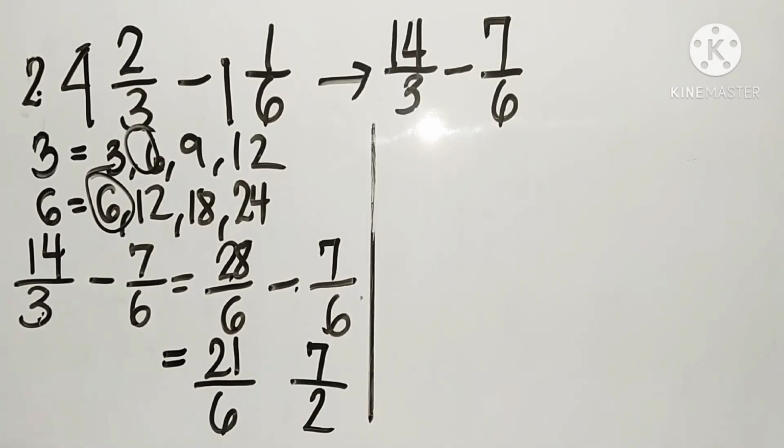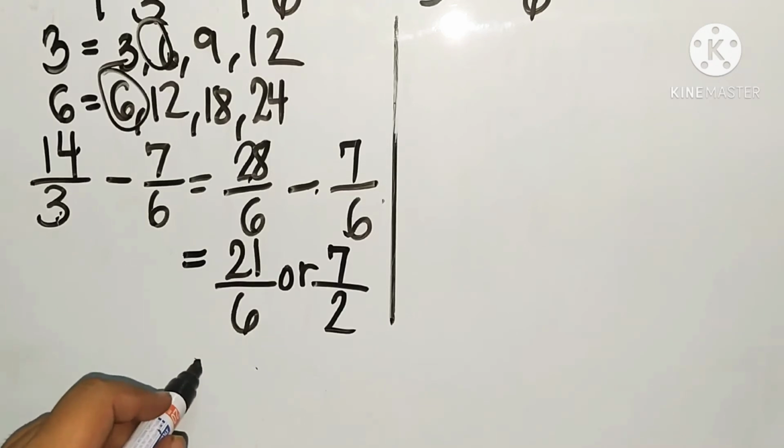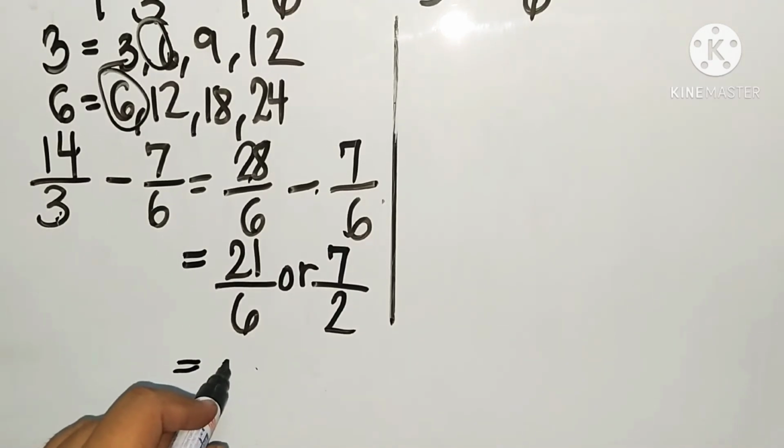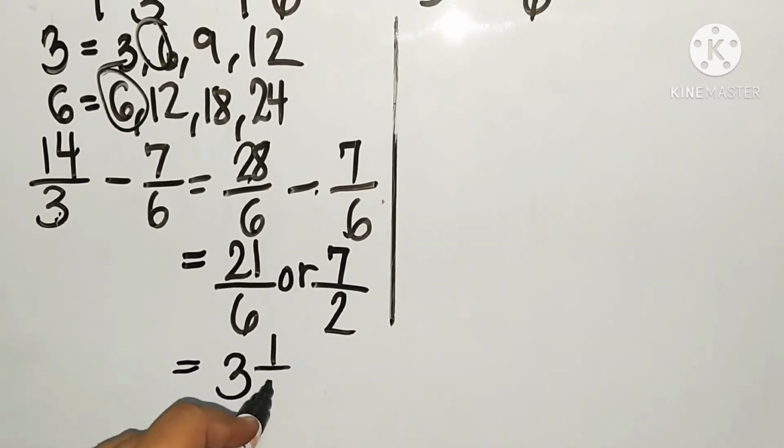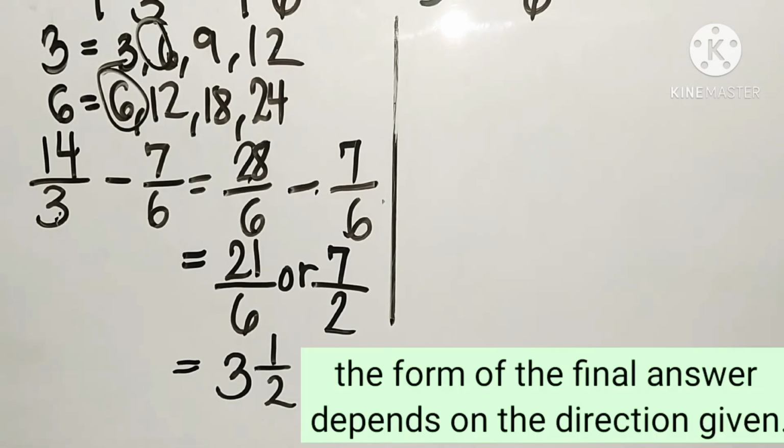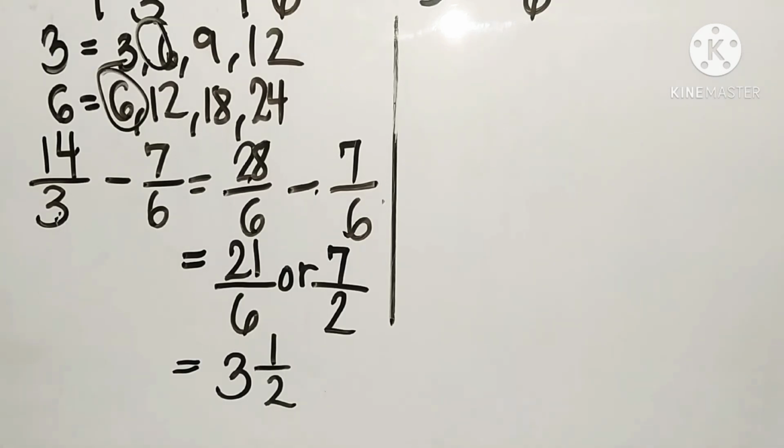So, we have 7 over 2, or pwede nyo rin siyang i-express into mixed number. Kung gagawin nyo siyang mixed number, yung 7 over 2 ay magiging 3 and 1 half. Yung final sagot, it's either 7 halves or 3 and 1 half. The same problem, let's have the butterfly method.